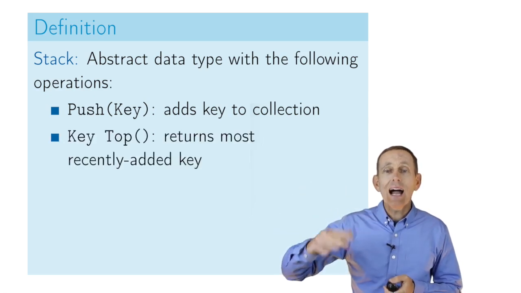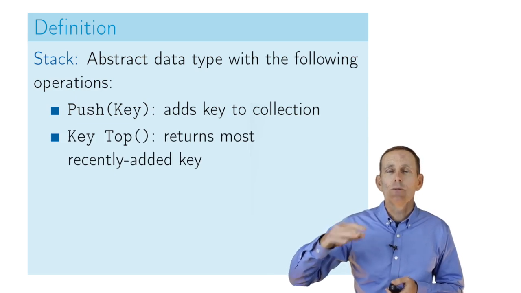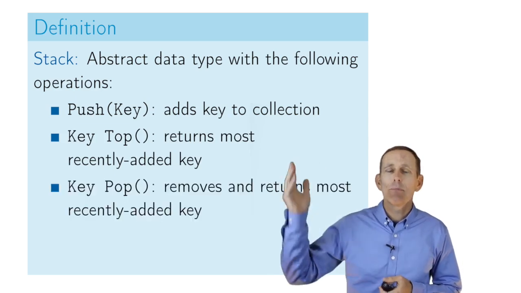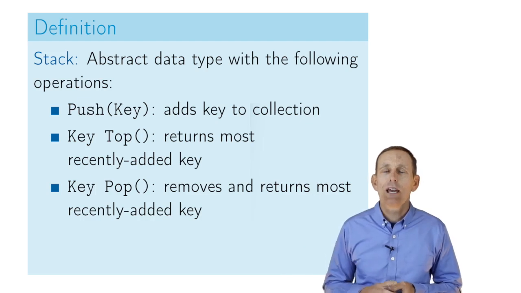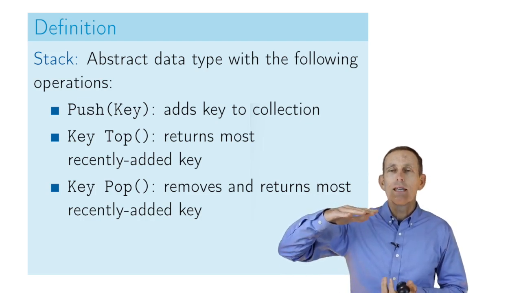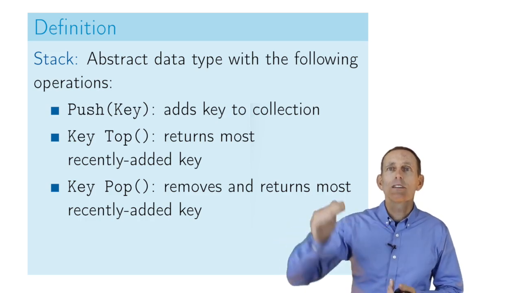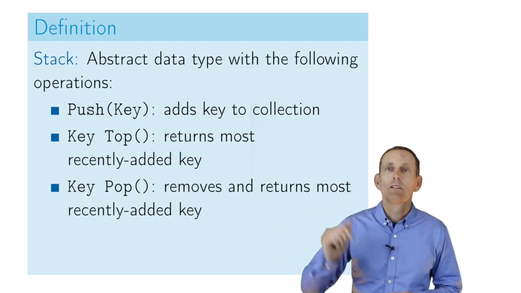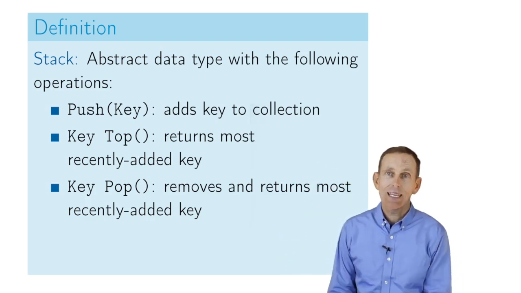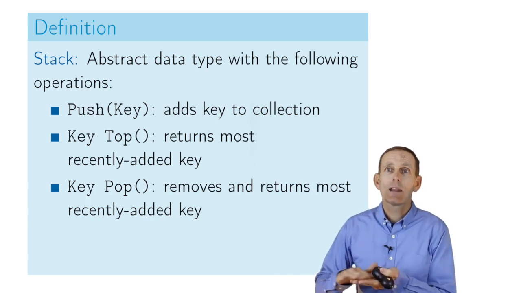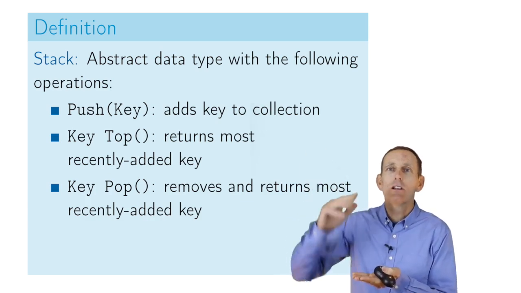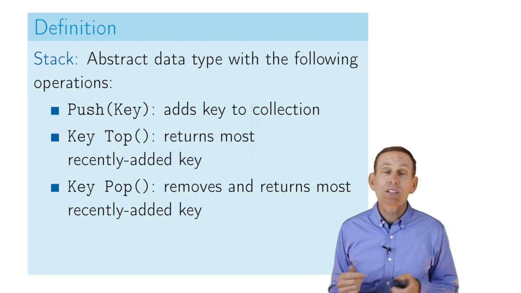We can find the most recently added key with top, and we can pop, which removes and returns the most recently added. So the way to think of it is as if you have a stack of books. You can put a book on top of the stack, or you can take a book from the top of the stack. But you can't take the element at the bottom of the stack of books without taking off all of the previous elements. So it's really pretty simple.